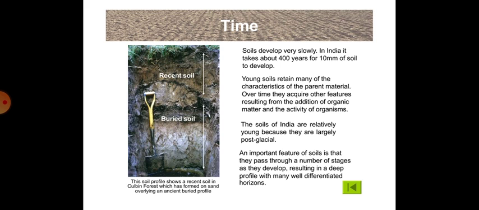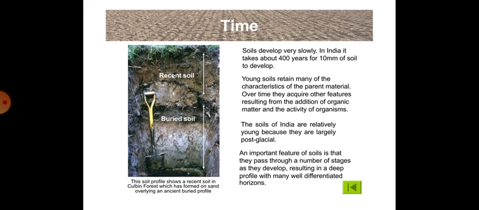Now we will discuss time. Soil develops very slowly. In India, it takes about 400 years for 10 mm of soil to develop. Young soils retain many of the characteristics of the parent material. Over time, they acquire other features resulting from the addition of organic matter and the activity of organisms. The soils of India are relatively young because they are largely post-glacial.